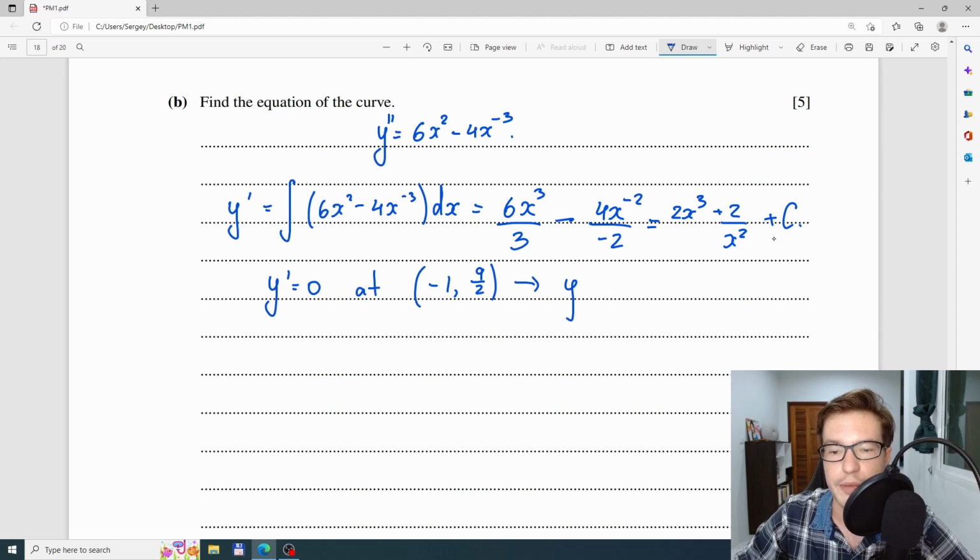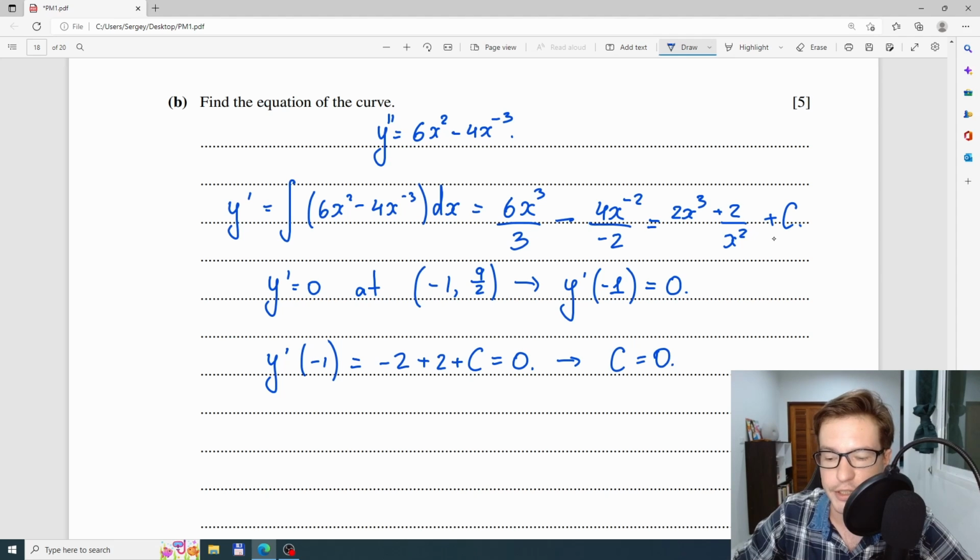So that means I can substitute minus 1 into the derivative, and I must get 0. Okay, let's do that. So substitute minus 1, I'll get minus 2 plus 2 plus c, and that should be 0. So from here, c equals 0. Okay.